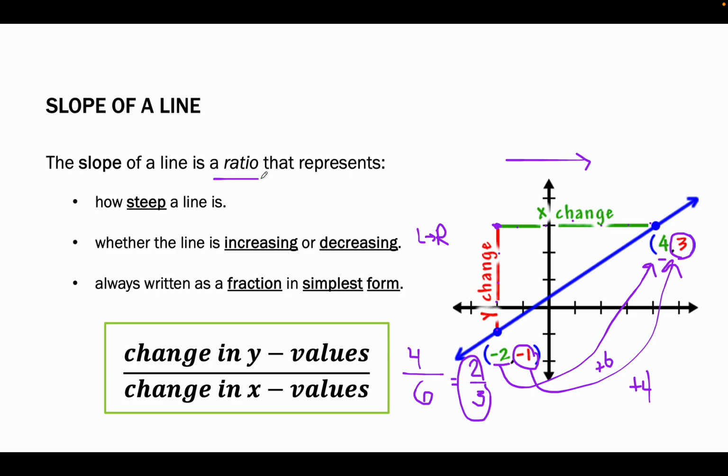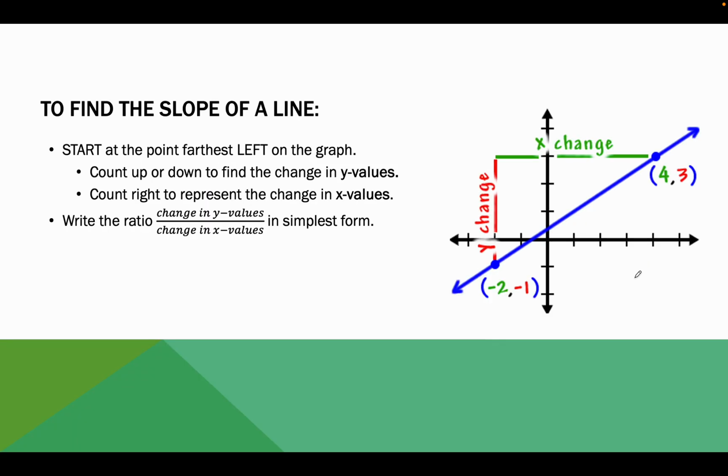So again, it's a ratio, and the ratio is the change in the y values over the change in the x values. So we are looking at a comparison of two y values and a comparison of two x values. Whether we do that visually on the graph or numerically, there are lots of different ways we can calculate this. So let's try some examples.